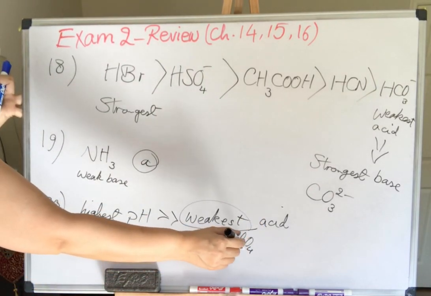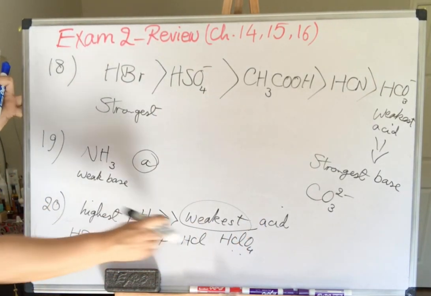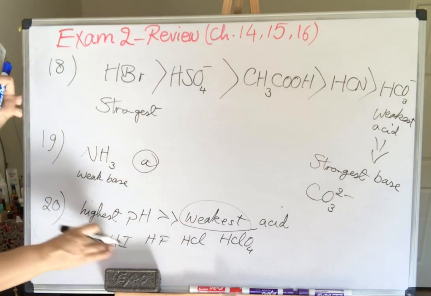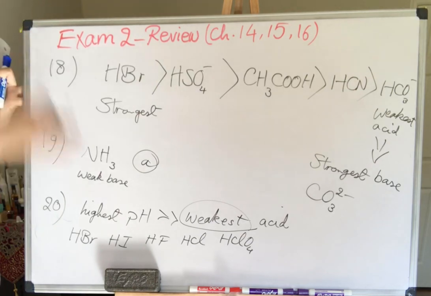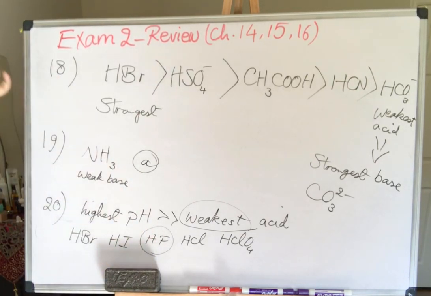We are looking for the weakest acid. HClO4 is the strongest, so it is not the choice. And we are comparing between HBr, HI, HF, and HCl. Down a group, the acidic strength increases. So the one on top is the lowest, has the highest pH, meaning it's the weakest. So for 20, C is the correct answer.